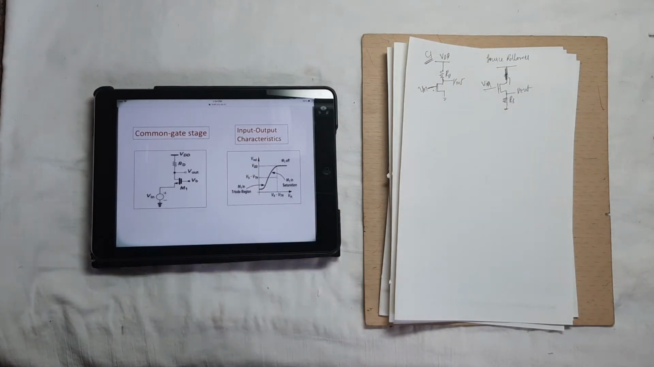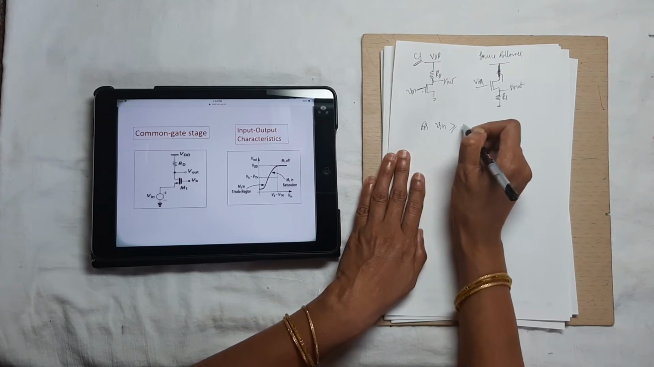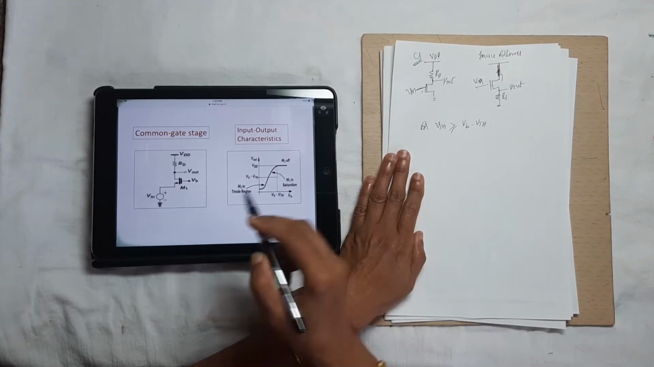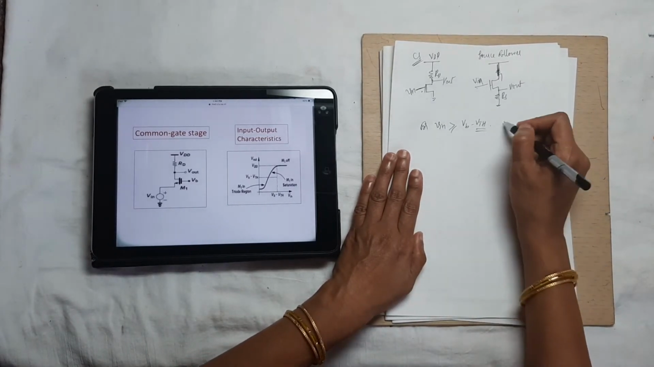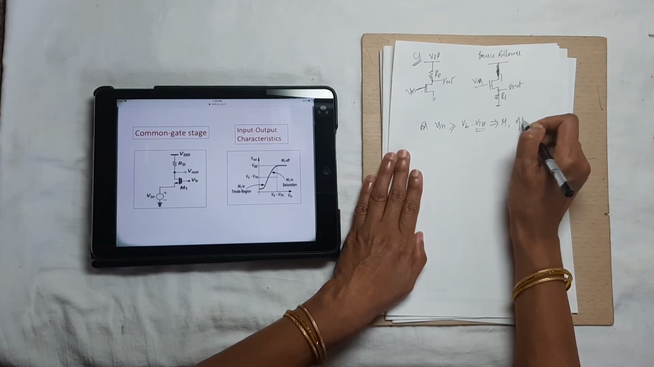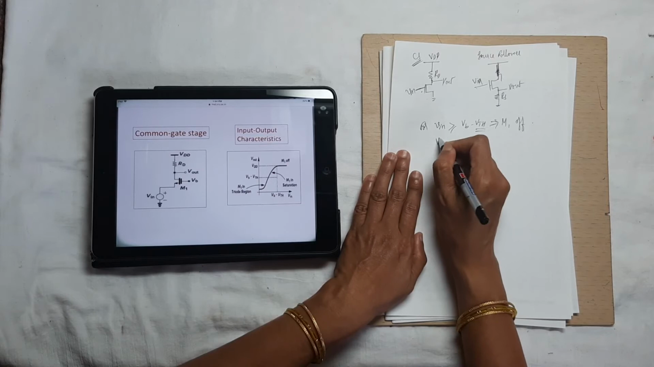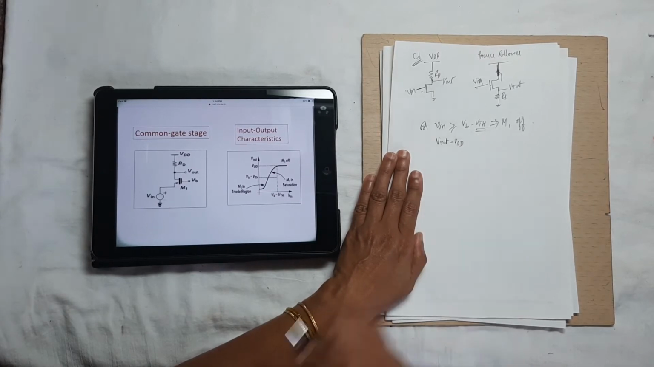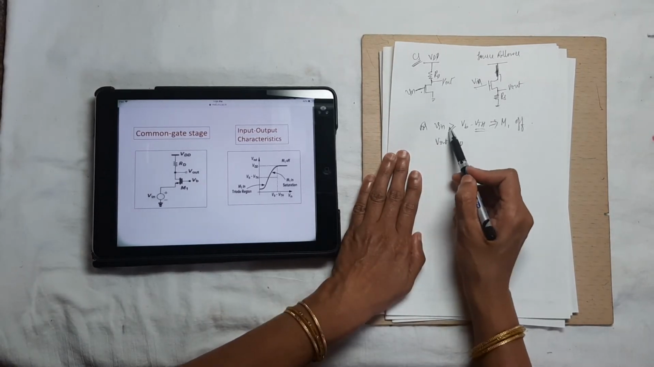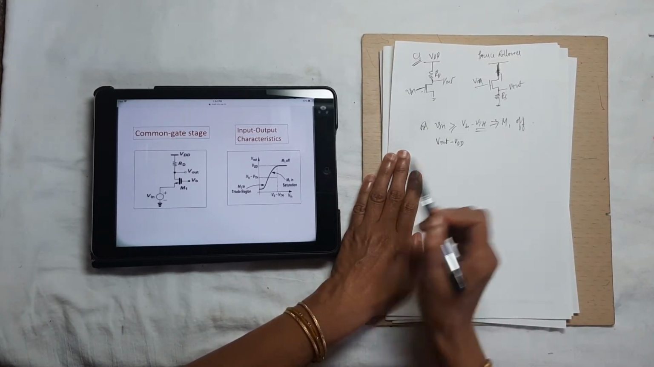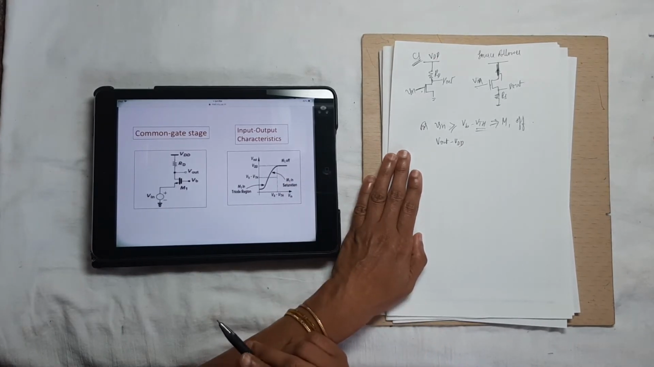If you see the input-output characteristics, for Vin greater than or equal to VB minus VTH, where VB is the bias voltage over here and VTH is the threshold voltage, M1 is in the off state. When M1 is in the off state, we have output voltage equal to VDD. It is clear from the graph also. For Vin greater than or equal to VB minus VTH, M1 is off, and the output voltage is VDD.